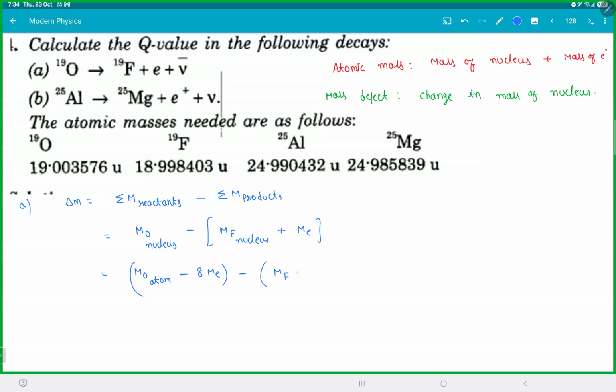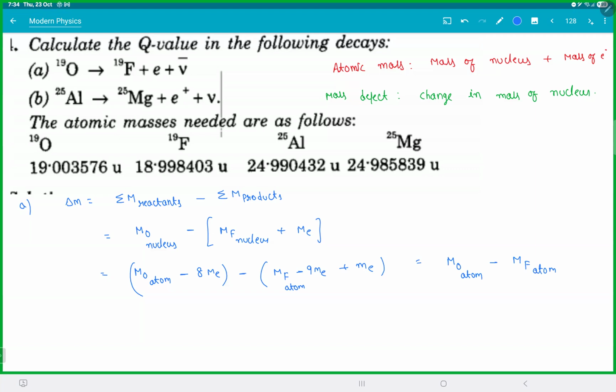This is mass of fluorine minus 9 Me. So from the atom, if you subtract the electrons' mass, you might think that it is too small. Will it affect? It does affect, because these numbers, if you see now, you are calculating up to 5 decimals, so the electron mass becomes significant. And luckily, if you observe here, electron masses will cancel out. You end up with mass of oxygen atom minus mass of fluorine atom. That's your mass defect.